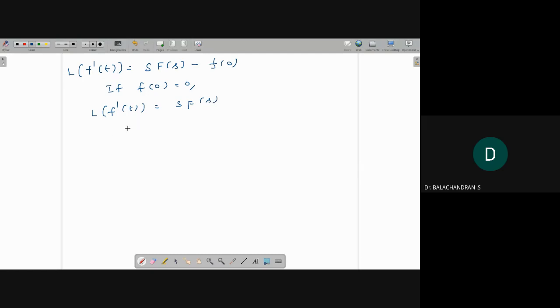From this, f dash of t equals L inverse of s into f of s. I'll write it like this: L inverse of s into f of s is equal to f dash of t. f dash of t, you can write d by dt of f of t. I always told that if your left hand side is L inverse, the right hand side also you should write in terms of L inverse. So this is equal to d by dt of L inverse of f of s.